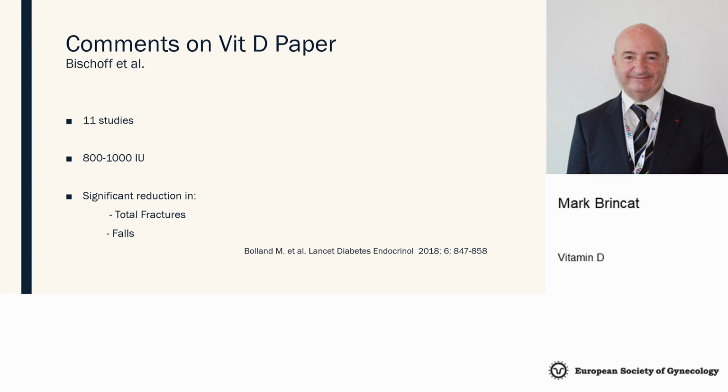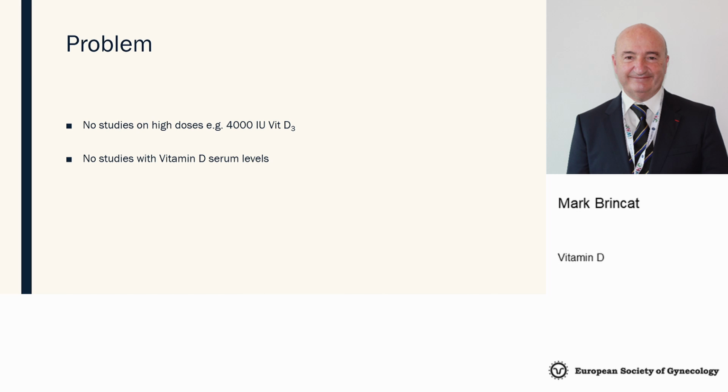But there were 11 studies out of the 81, just 11 studies which had vitamin D levels of greater than 800, between 800 and 1,000. And in these particular papers, there was a significant reduction in total fractures and falls. So this suggested that with higher levels, we are starting to get somewhere. But there are no studies in the current dosage that is used by many people of 4,000 international units of vitamin D3 a day. And there are no studies which include vitamin D serum levels as a routine, although there were some suggestions in some of the previous studies I showed you.